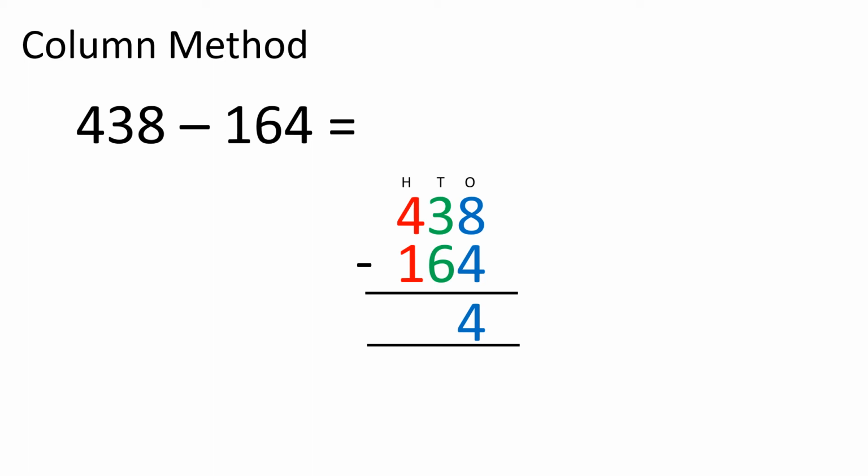We cross out the 4 hundreds and instead write 3 hundreds. We then add our new 100 in the tens place. We now have 13 tens instead of 3 tens. Next, we subtract in the tens place. 13 tens subtract 6 tens is 7 tens, so we put a 7 in the tens place. Then we subtract the hundreds. 3 hundreds subtract 100 is 200, so we put a 2 in the hundreds place. Therefore, 438 subtract 164 is equal to 274.